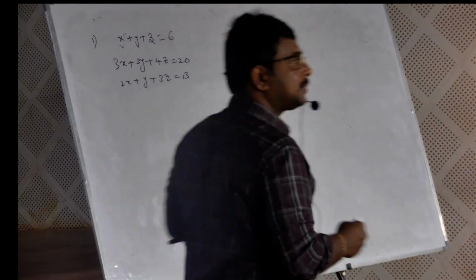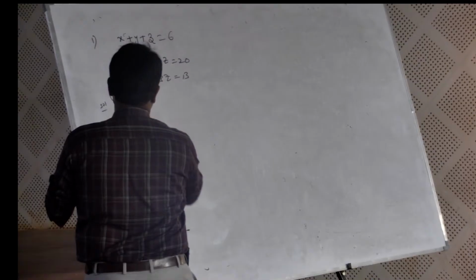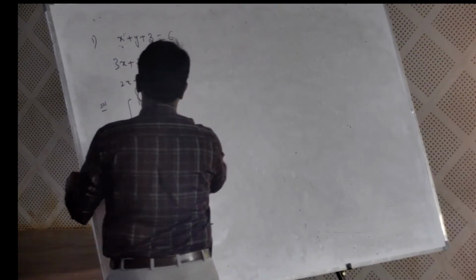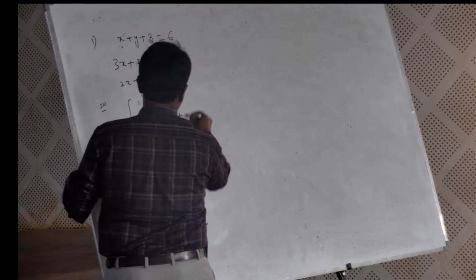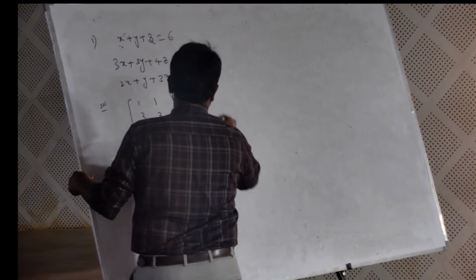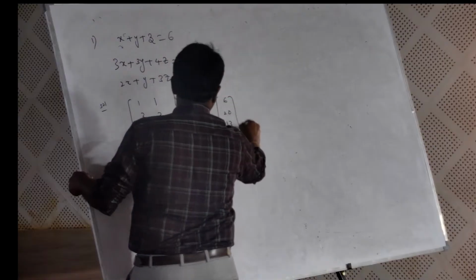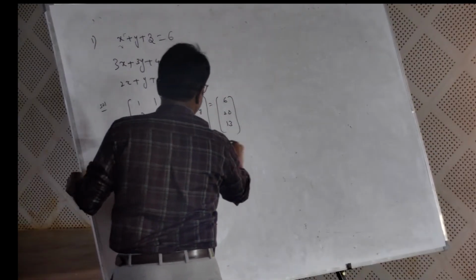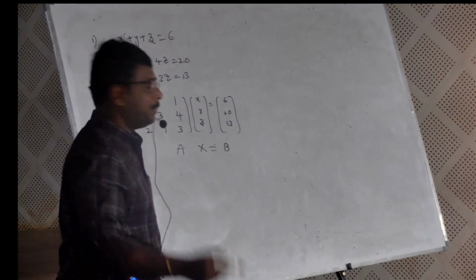That is why. Will you convert that into a matrix form? Yes, tell me. 1, 1, 1, 3, 3, 4, 2, 1, 3, into x, y, z equal to. This is in which form? Ax equal to b. Absolutely.